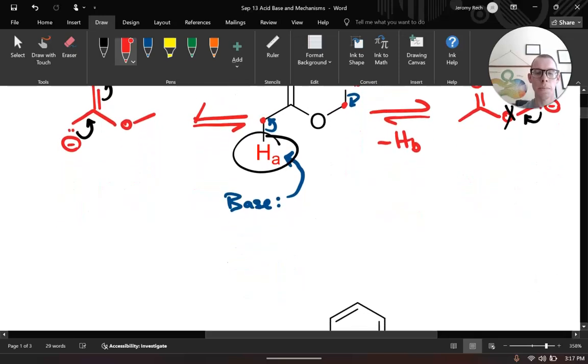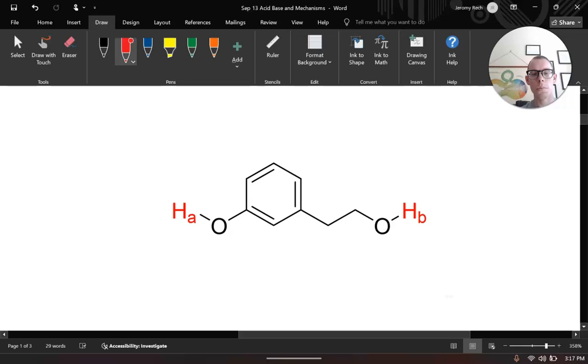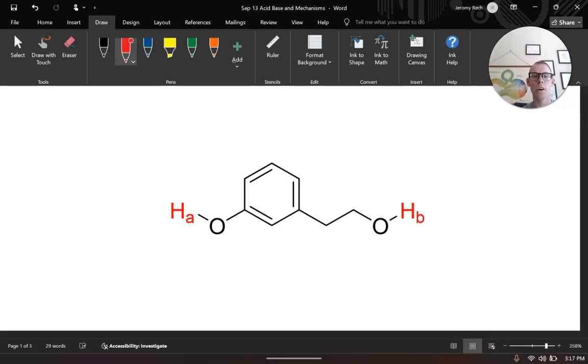So let's look at our next one. Here we have two different alcohols. HA is an alcohol and HB is an alcohol. Go ahead and take a second and think about between these two, which you think is going to be more acidic and why. Now for these, both being an alcohol means they're going to have pretty similar pKa's.